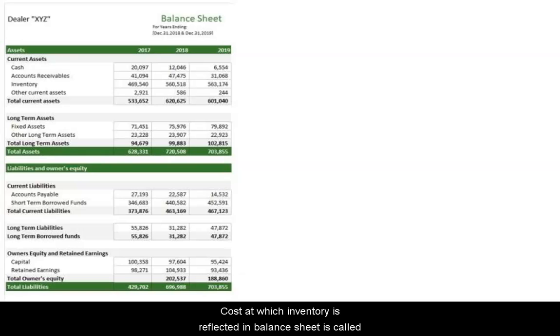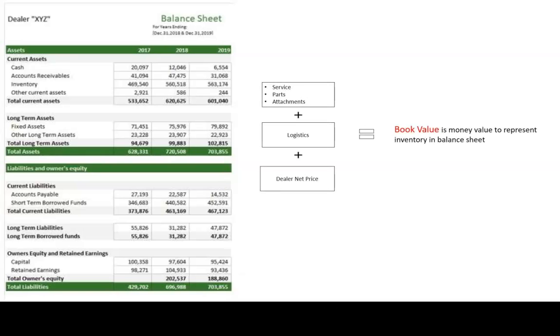The cost at which inventory is reflected in the balance sheet is called book value. Book value includes the following elements: dealer net purchase price, service hours for pre-delivery inspection, cost of additional parts, attachments used, and service hours associated with the unit.